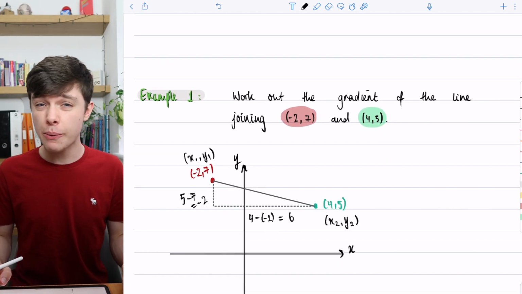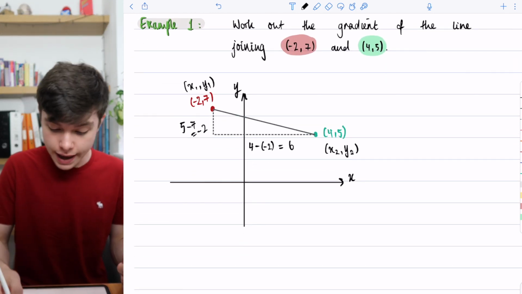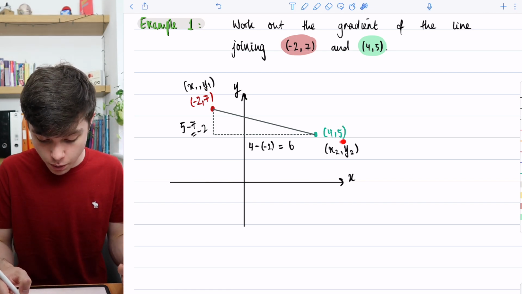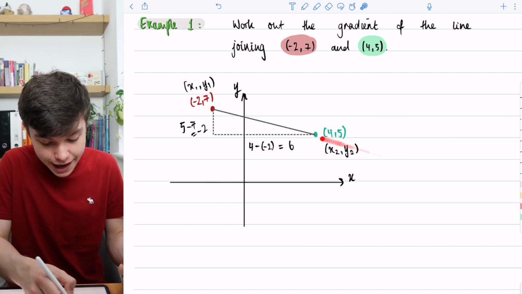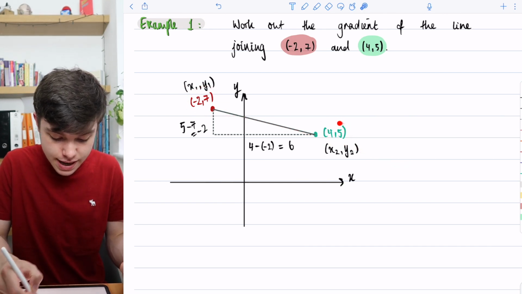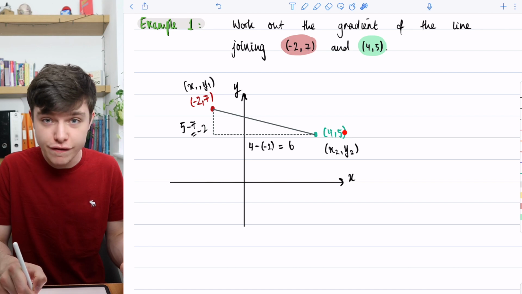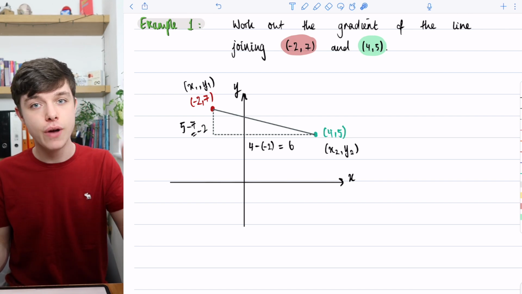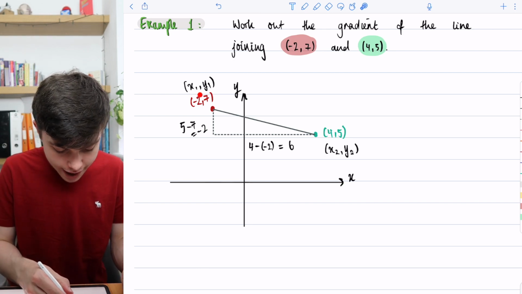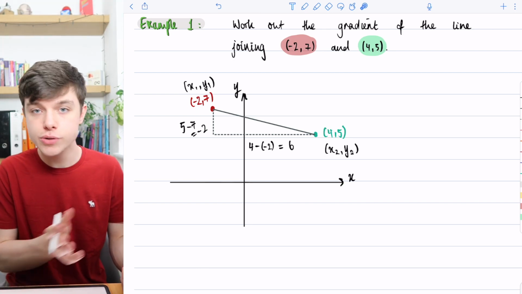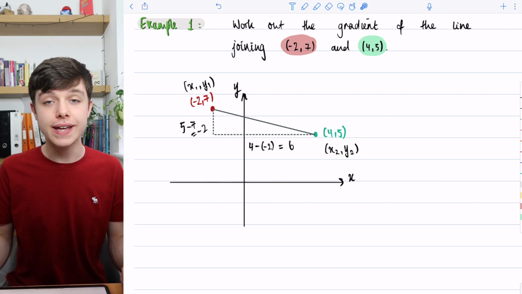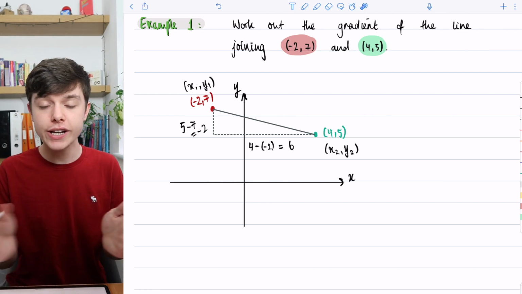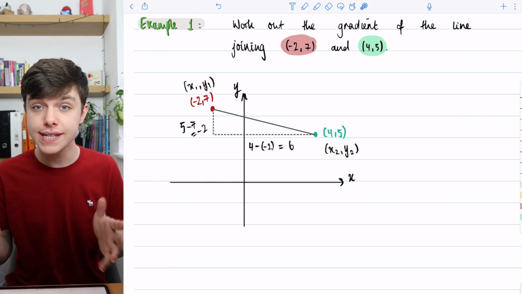Another way we could have done that, which is quite a lot quicker, is just thinking, right, we started with the y value of 7, we finished with a y value of 5, because we're going down the page here. This was our first point, this was our second. From 7 to 5, we've gone minus 2 in the y direction. Here we've gone from minus 2 to 4, so we've added 6 in the x direction, so we're going to have an x change of 6, okay?